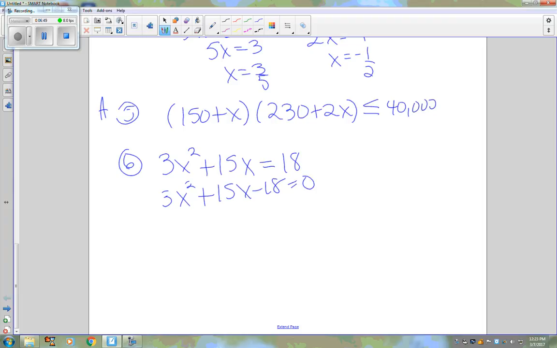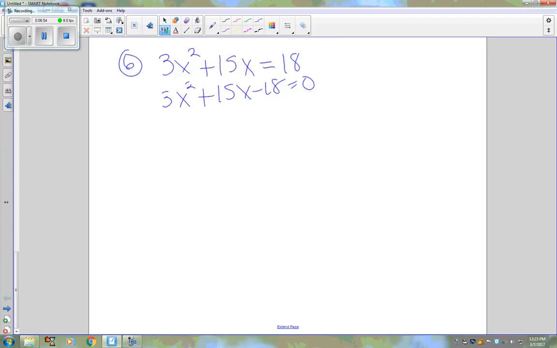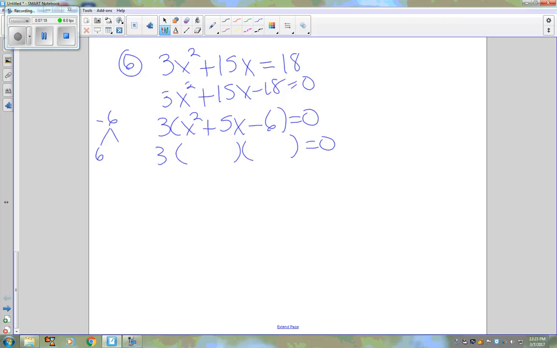Okay, now this one, you could go straight to the quadratic formula to solve it, but I notice it has a greatest common factor of 3, which is going to make it easier to factor. 3 divided by 3 is 1, 15 divided by 3 is 5, and 18 divided by 3 is 6. Whenever your leading coefficient is 1, then you just need factors of -6 that'll add to give me 5. So that's going to be 6 and -1. So we have x minus 1 and x plus 6.